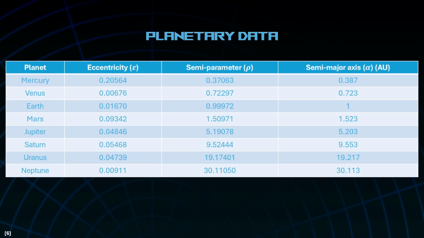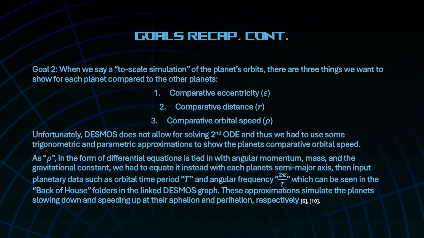I've compiled each planet's orbit's eccentricity value, epsilon, and semi-major axes, alpha, from orbital mechanics and astrodynamics. And prior to recording, I derived each planet's orbit's semi-parameter, ρ. Using this data, we can attempt to simulate each planet's orbit around the Sun. I will end the video with the DESMOS simulation, but before that, I wanted to make note of how I fared with goal number 2.